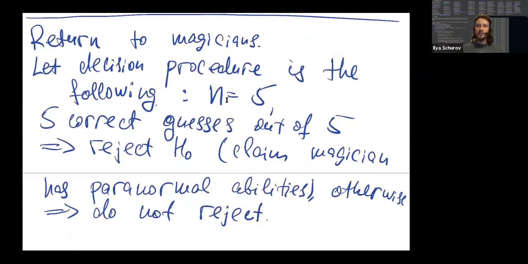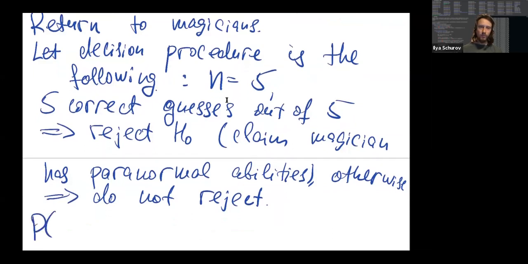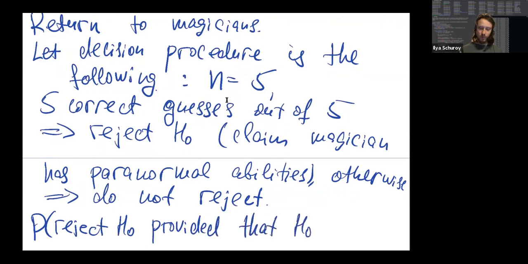So actually everybody told that 5 out of 5 is not enough, but let us look actually at our statistics. Assume that my decision making process looks like shown here. And I ask you, what is the probability that we are interested in? What is our false positive rate? What is our probability to reject the null hypothesis, provided that the null hypothesis holds?